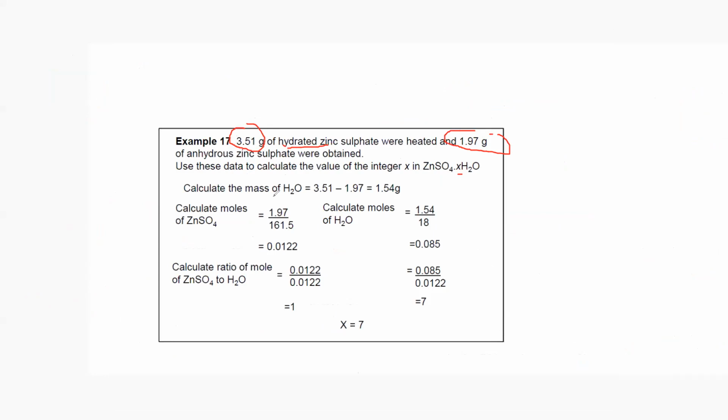First we'll calculate the mass of water. How to calculate the mass of water? Hydrated salt minus anhydrous. So this is the mass of the water. Then, because we have to take the mole ratio, what is the mass of zinc sulfate? This is the mass of zinc sulfate, ZnSO4, and this is the mass of hydrated zinc sulfate, ZnSO4·XH2O. So we have the mass that is 1.97, and the hydrated was 3.51. When we subtract, we get the mass of the water.